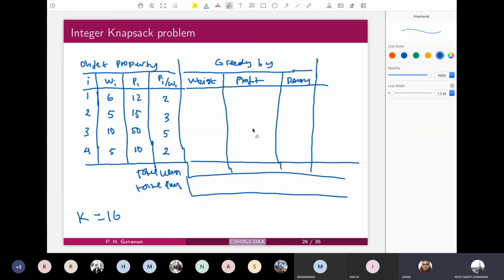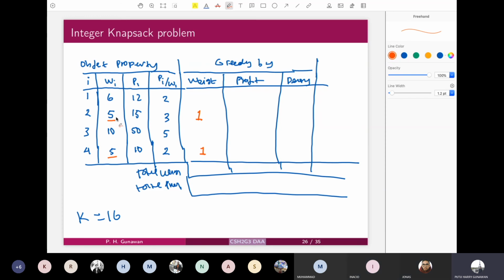Okay, how to get that one? So now look at the table, weight. Greedy by weight means we look at this table. First we choose the smallest weight. So this is 5, right? So I choose this one, and this one, and this one, and this one, since these are the smallest.